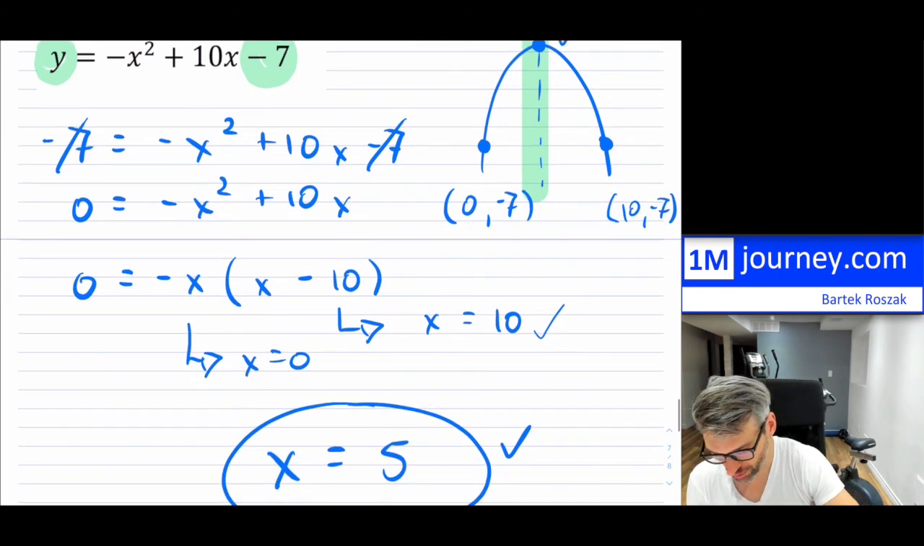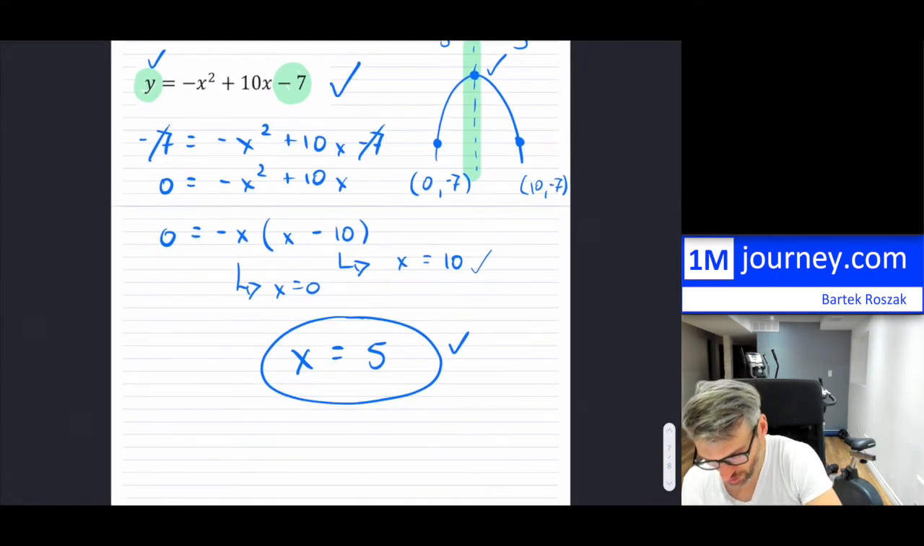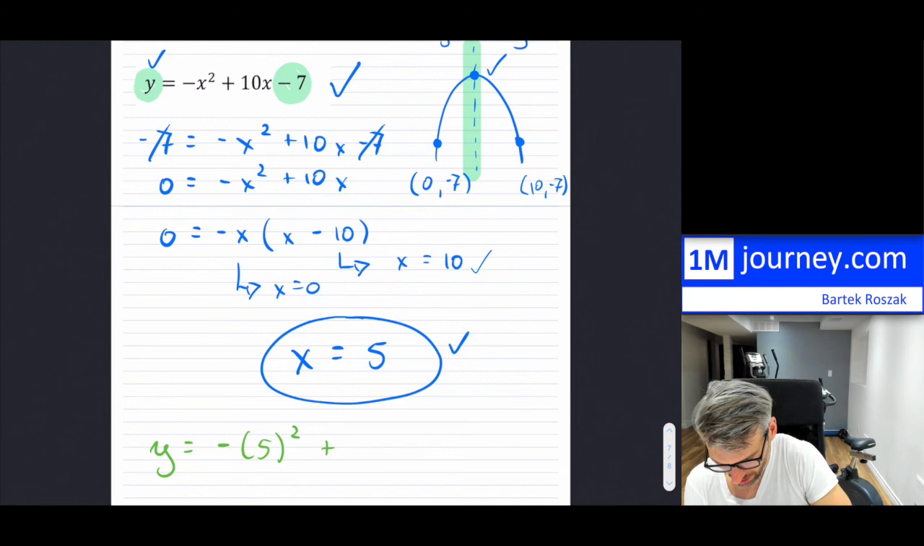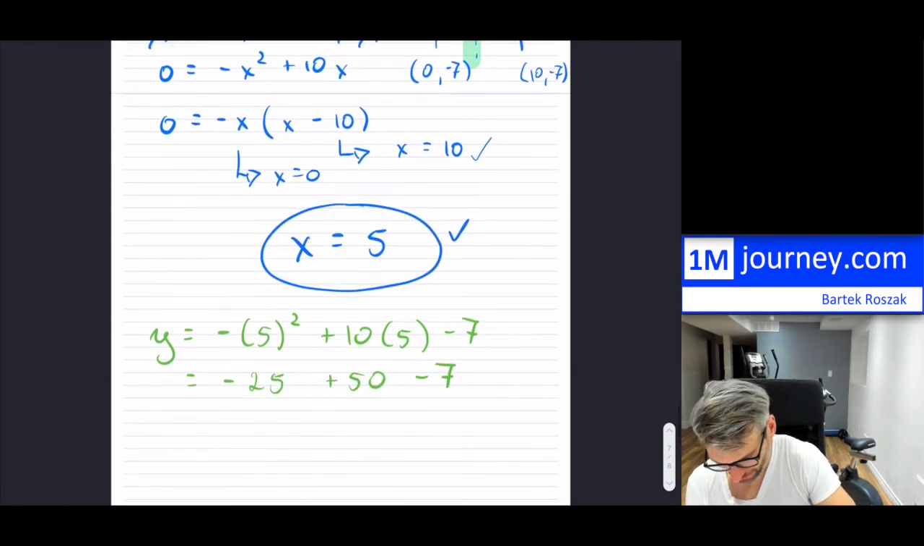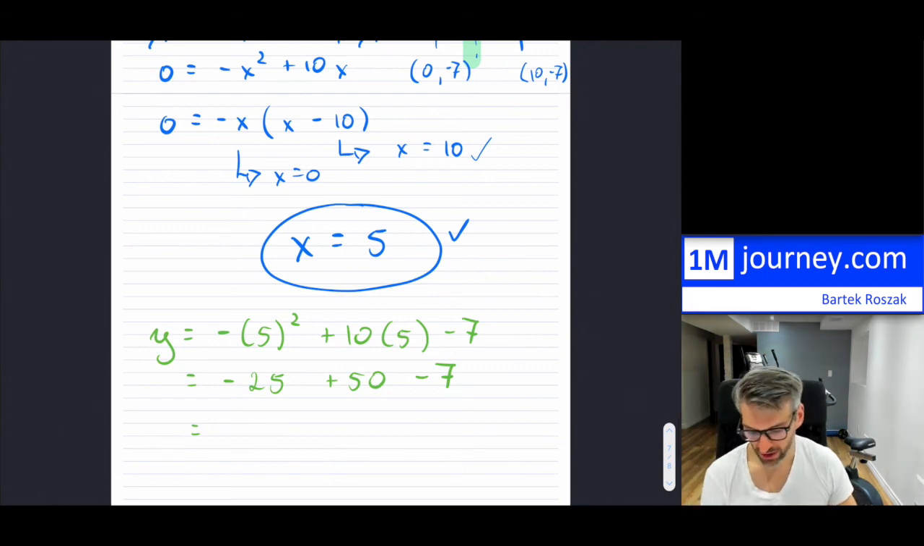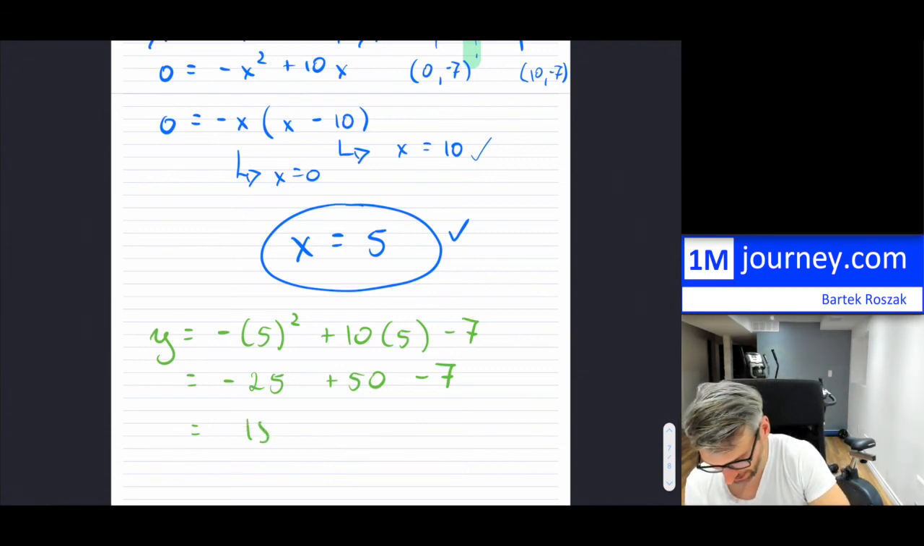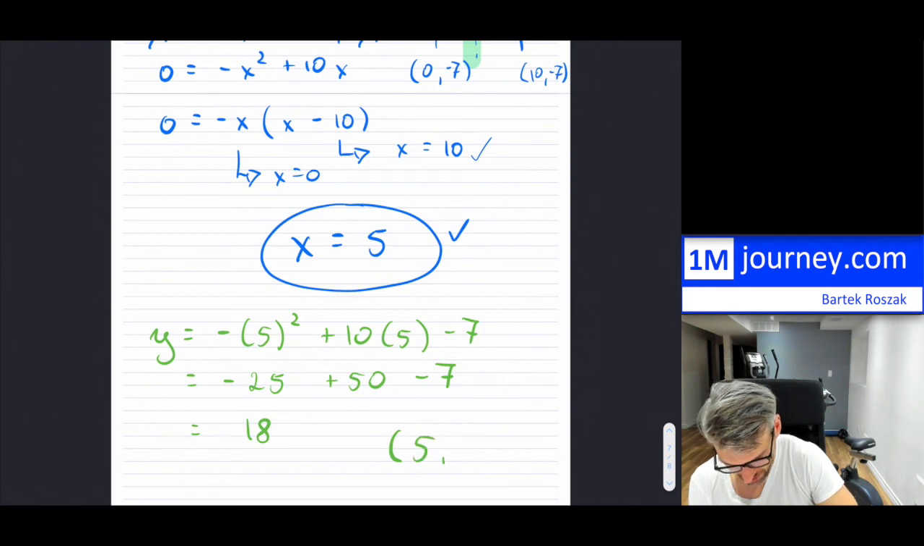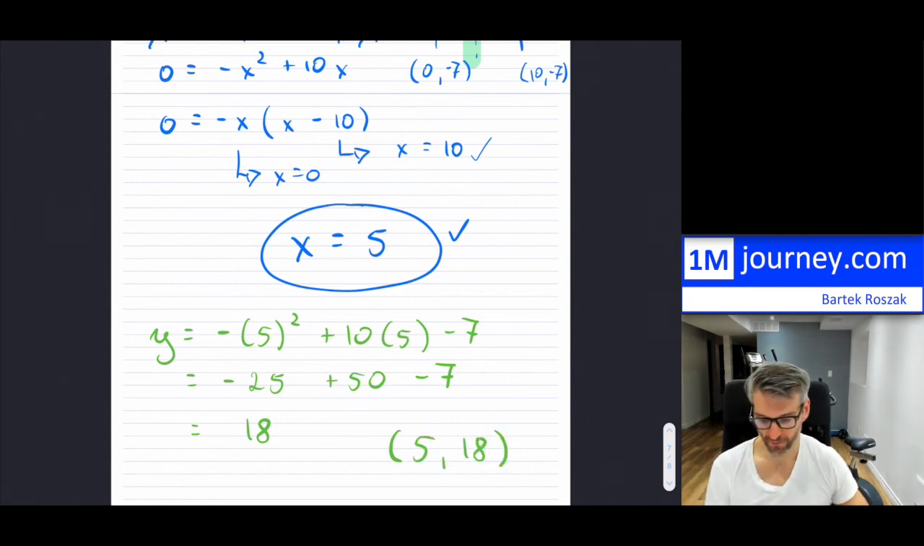So you're going to plug that into your equation. So if you plug it into your equation, you get y. So let's plug in 5. This is minus 5 squared, plus 10 times 5, minus 7. So this one's a little bit easier to work through. Plus 50 minus 7. And that's going to be, so that's 25. 25 minus 7 is 18. So it looks like my vertex happens right there. All right. Let's plot it and then see what kind of a job we did here.